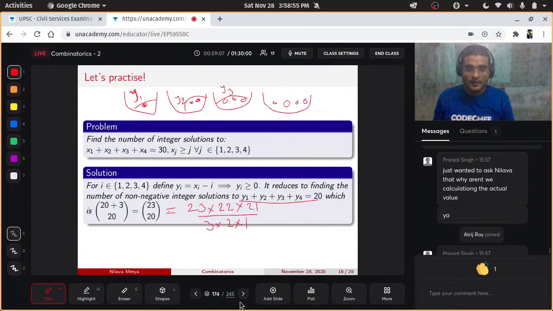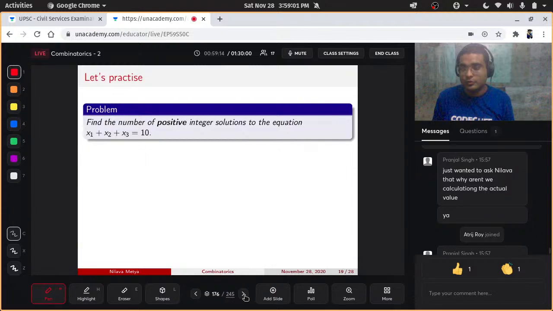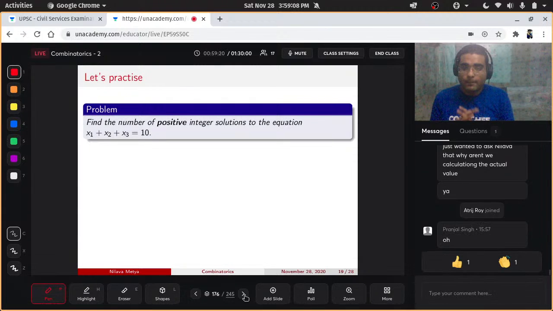I hope it is clear. We will check it now. I will give you one exercise to do. Okay, this is one exercise. So I am asking you to find the number of positive integer solutions to this equation. Positive, okay, not non-negative. So x1 is at least 1, x2 is at least 1, x3 is at least 1. I'll give you the options.